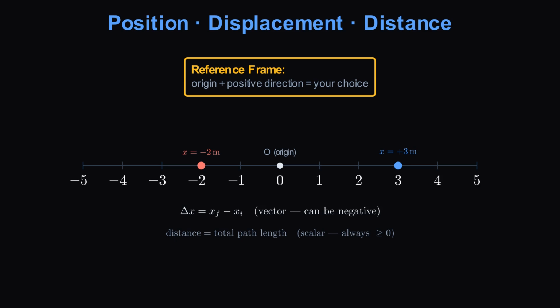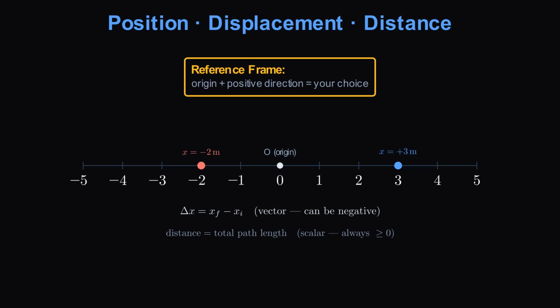If we place the origin at a bus stop, a bus 1 kilometer to the east might have position x equals positive 1 kilometer, while a bus 1 kilometer to the west has x equals negative 1 kilometer. The numbers are only meaningful once we fix the origin and agree on the positive direction. Both choices are arbitrary, but once made, they must be consistent throughout the problem.